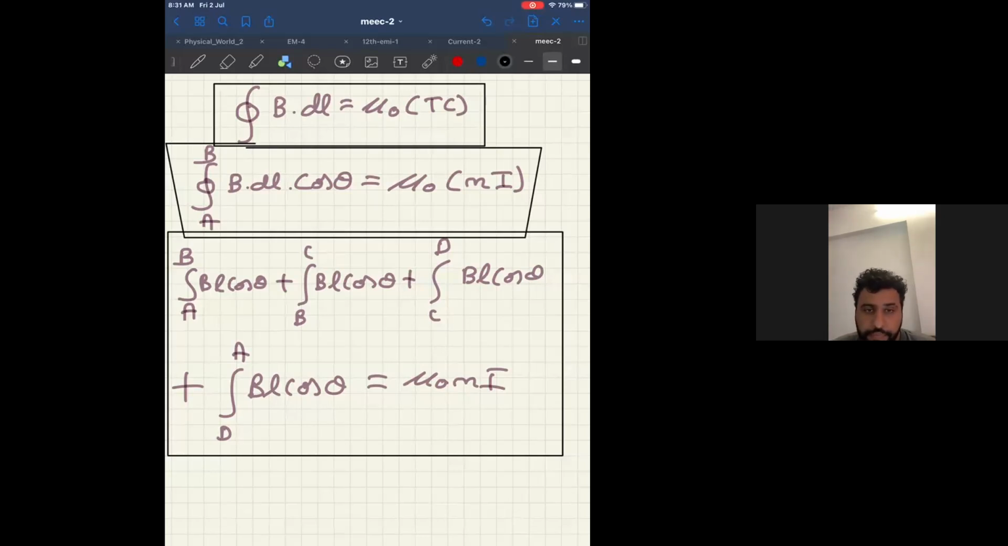Done? Yes. Sir, by mistake you had written BL cos theta. So it should be DL, differential. Yeah, B DL cos theta, correct. It should be B DL cos theta, correct. Okay, now I'm doing it in this step only. You do it as the next step.